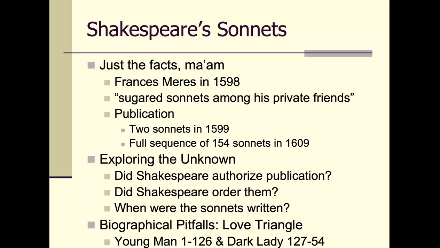Then we've also got these biographical pitfalls, the love triangle when we look at Shakespeare's sonnets. He certainly is writing to a young man in sonnets 1 through 126 and a dark lady in sonnets 127 and 154. And many folks like to consider who that young man is, who that dark lady is. They like to put a biographical read to the sonnets. There is a love triangle.